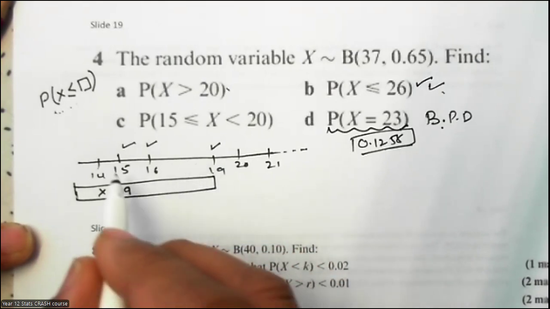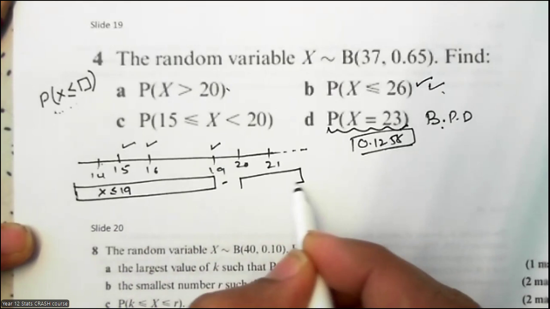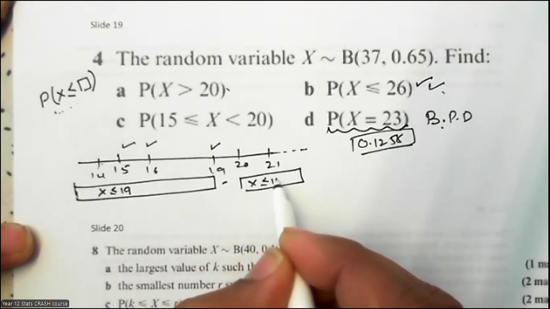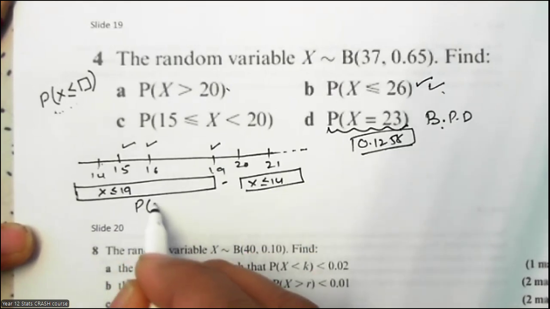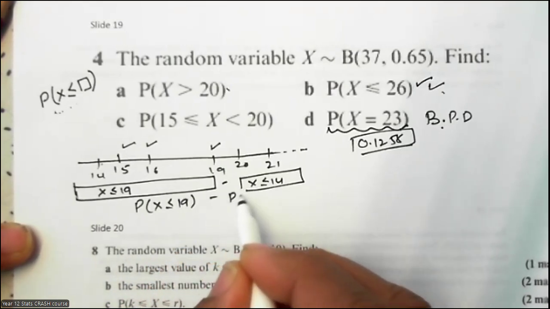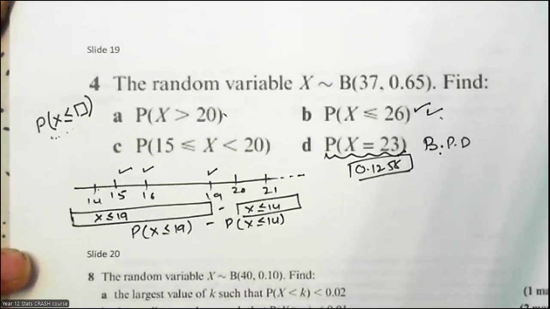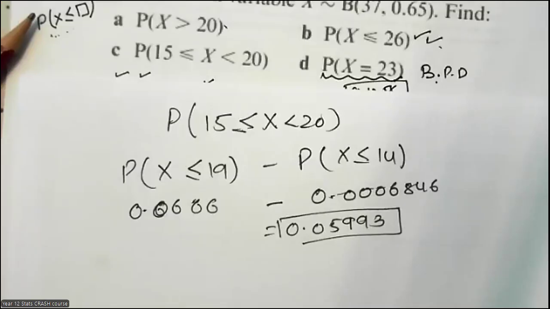Then the biggest number I do not want is 14. So take away from it the probability of x less than or equal to 14. So guys, this will be probability of x less than or equal to 19 and take away probability of x less than or equal to 14. So do that in the calculator and you should get that answer. And this is the answer for this one.